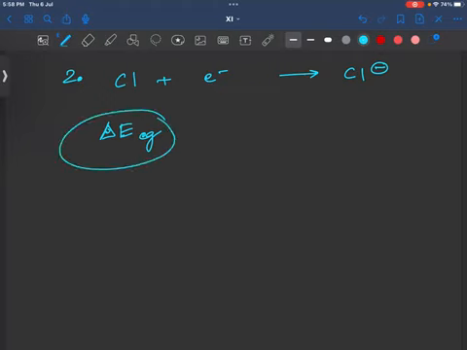Is it understood? For example, if you want to add one electron to neon, it will be positive because you are disturbing its octet. But if you want to add one electron to fluorine, it will be negative because you are fulfilling its octet. Are you able to understand? Say yes or no.